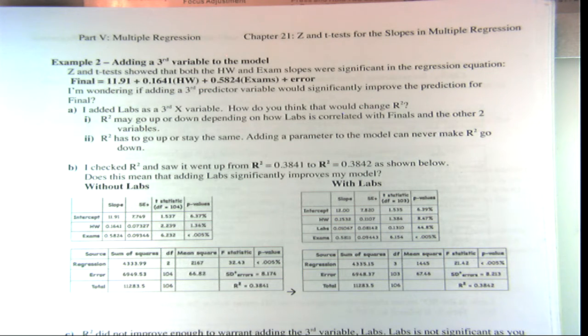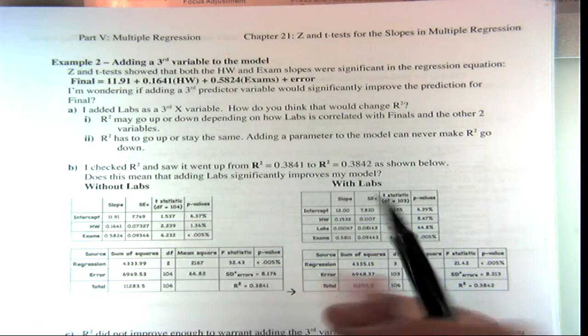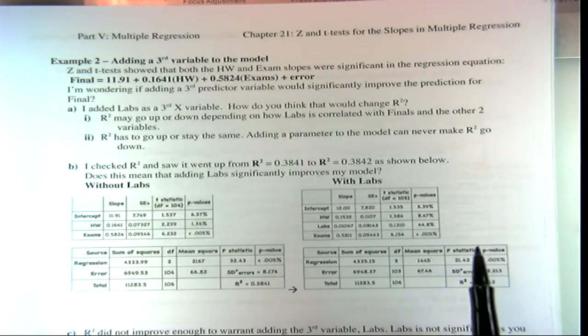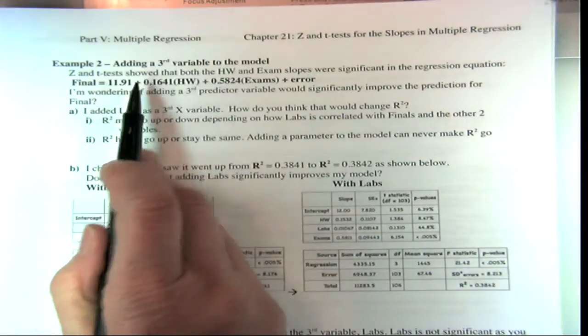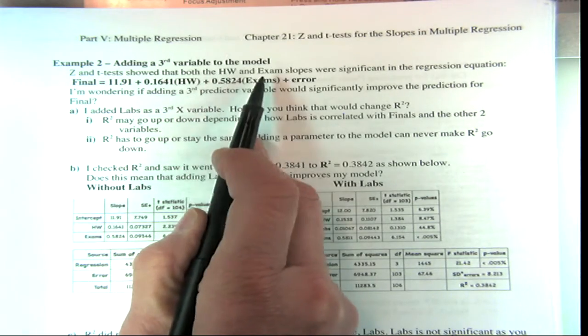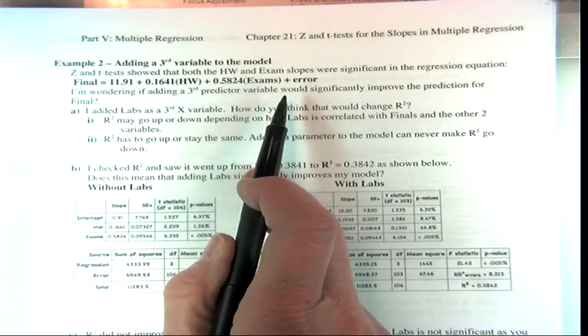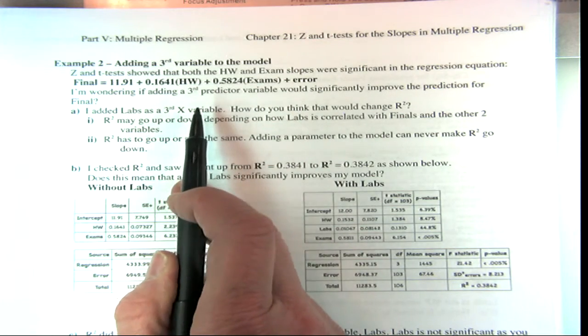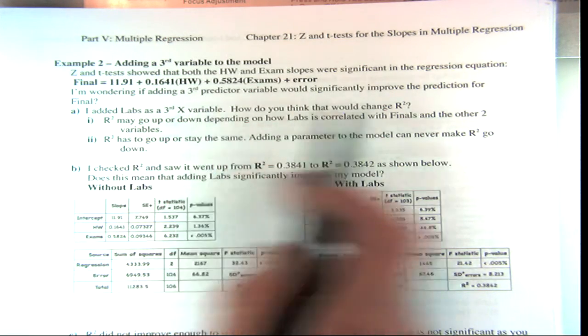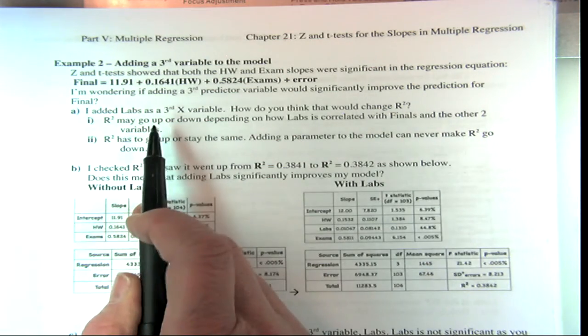Let's see if we can make it even better by adding another variable. So how do we assess whether it's better or not? That's what this is beginning to try to look at. All right, so the Z and T tests showed that both the homework and the exam slopes were significant in the regression equation. I'm wondering if adding a third variable would significantly improve the prediction.